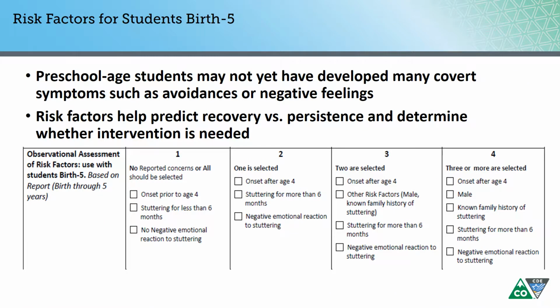Although common covert features such as avoidances or negative feelings may not yet be present in preschool-aged children who stutter, intervention should be considered when several risk factors are present. These factors can help predict chronicity and guide the SLP in determining if and when treatment is warranted. The risk factors listed in the rating scale are the most useful for prognosis and should be considered along with the other components in this rating scale.